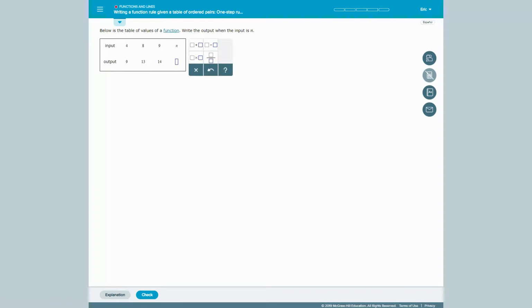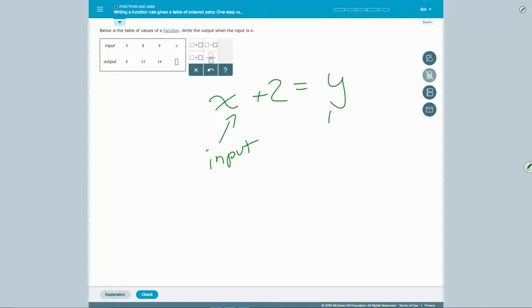Below is a table of values of a function. Write the output when the input is n. If this looks a little bit confusing to you, it's the equivalent of what we've been doing. So if I said x plus 2 equals y, x is my input, y is my output.